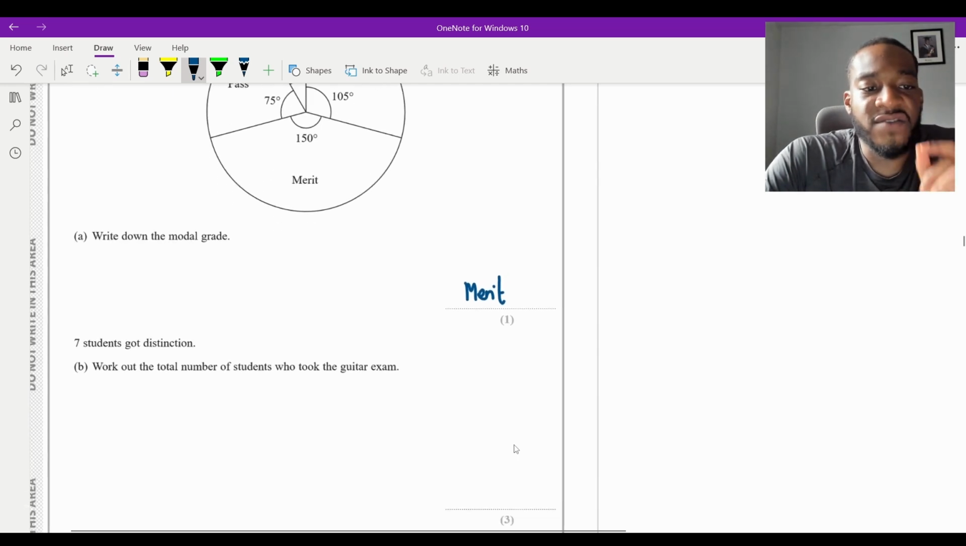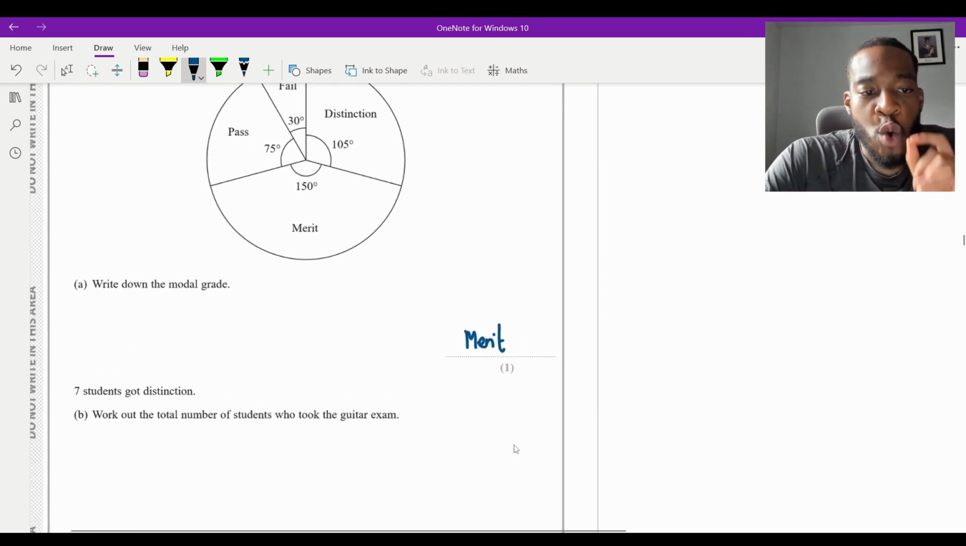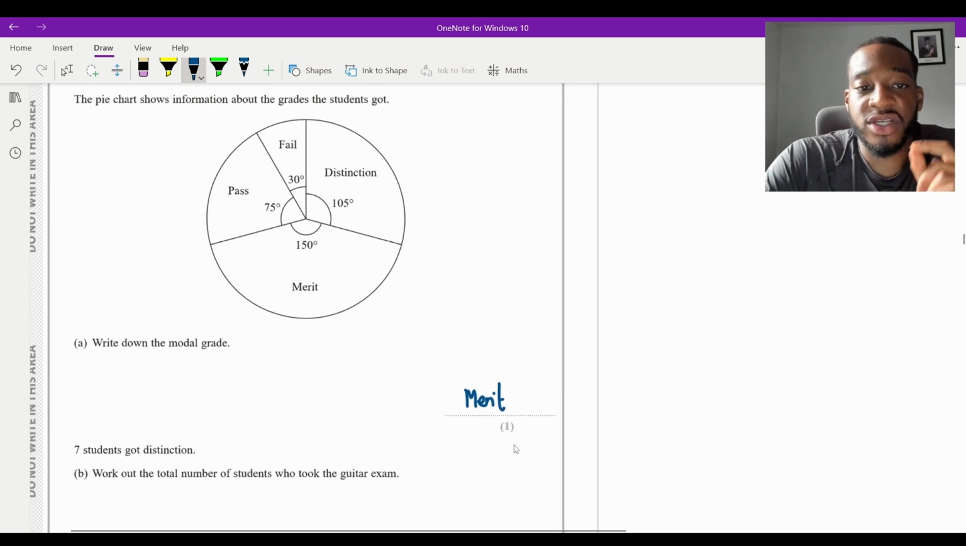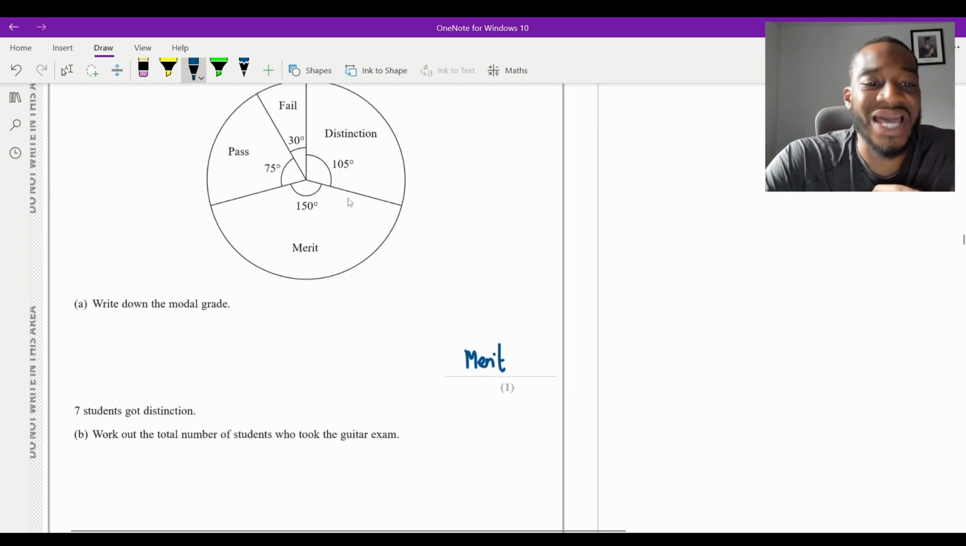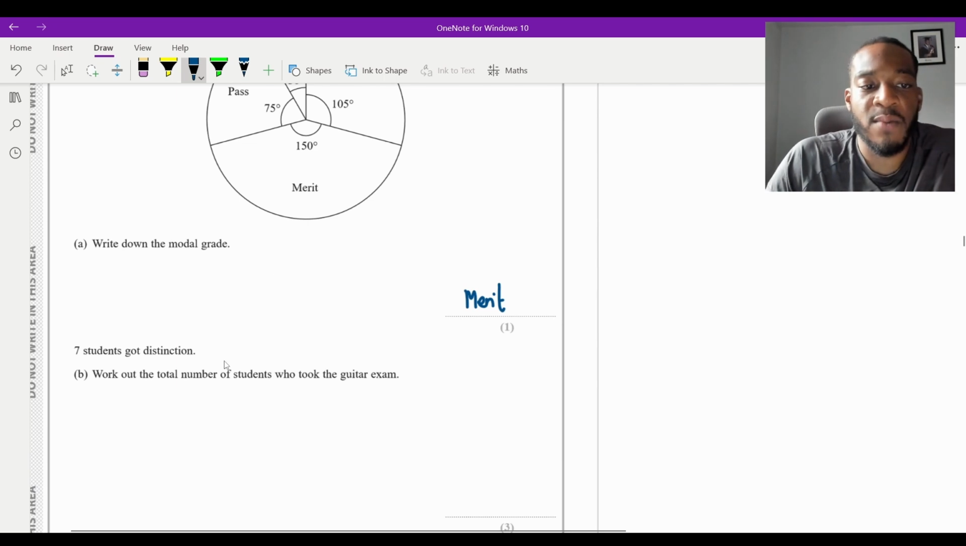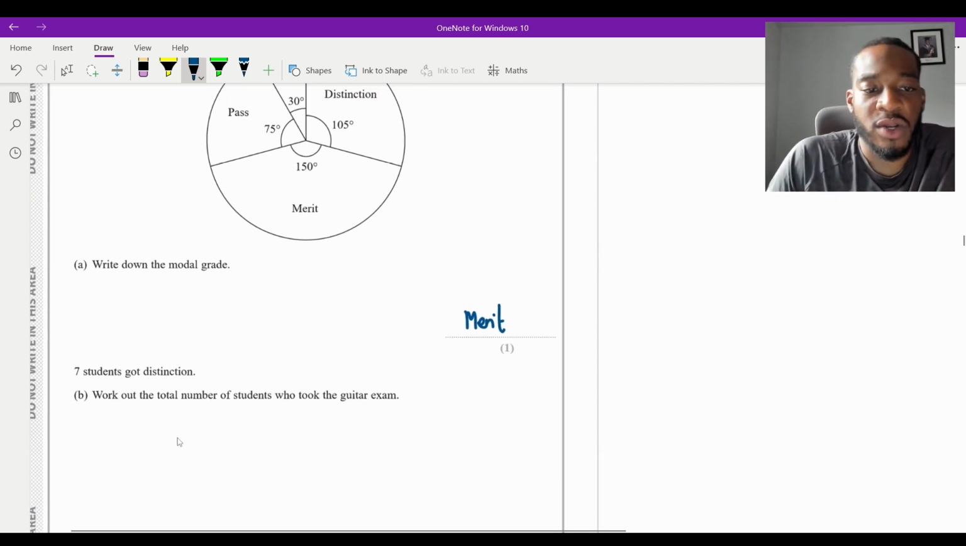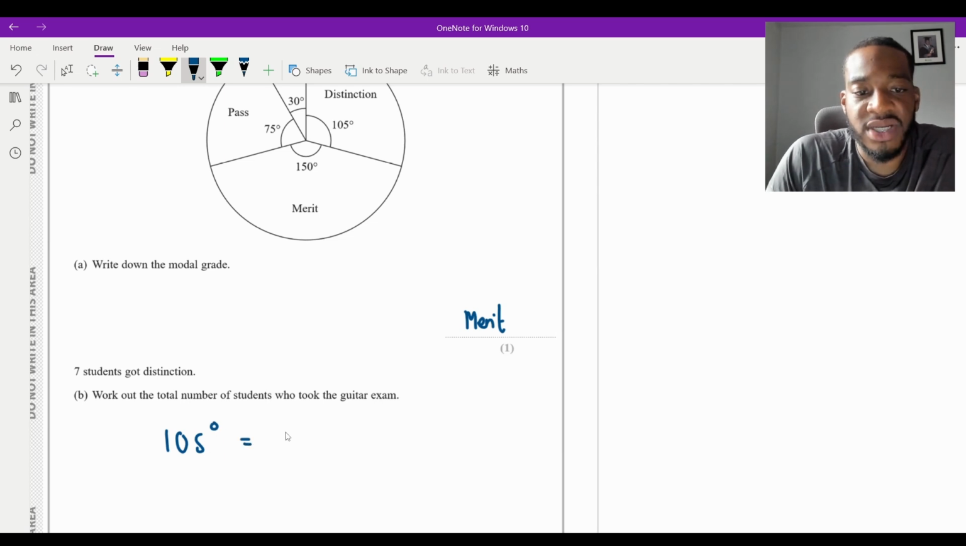Part B says 7 students got distinction. Work out the total number of students who took the exam. Now remember, the guitar exam. So we're looking at distinctions here, and that represents 105 degrees, right? Because it needs to be representative, the 105 degrees that we can see represents distinction. This has to represent 7 students.